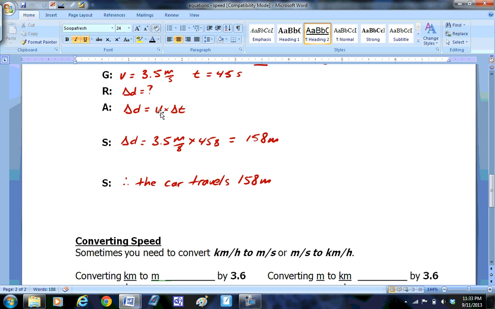So I plug numbers in here. My speed is 3.5 meters per second. The time is 45 seconds. You multiply through, and you end up with 158. Now, the unit's going to be meters because the seconds cancel out over here. So therefore, the car travels 158 meters. And we're done. So those are some great examples.